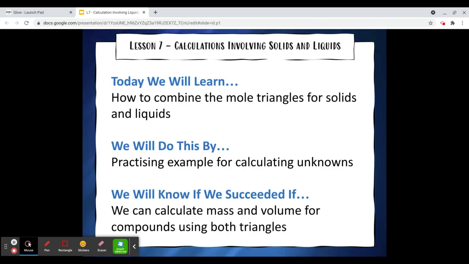So we're going to combine both the mole triangles for solids and liquids. We're going to practice a couple of examples. Hopefully by the end of this video you will feel confident in calculating mass and volume for compounds using both triangles.